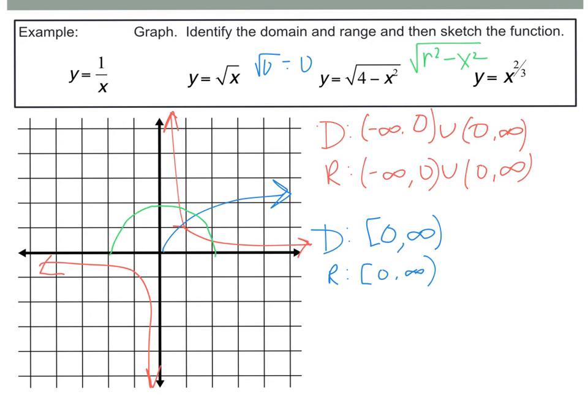Okay, but it's only the positive part. If I did the negative, it would do a full circle. Okay, if I did positive and negative. So it's just like that. So this one has an interesting domain and range because it actually ends, right? So the domain is from -2 to 2. And what would the range be? 0 to 2. Okay, so don't overcomplicate this.